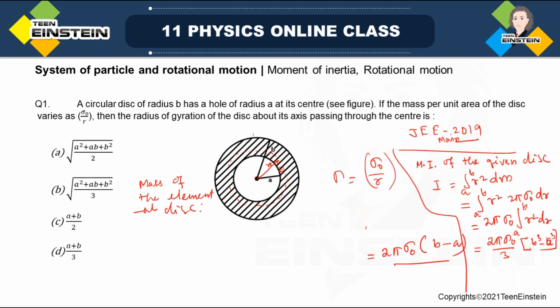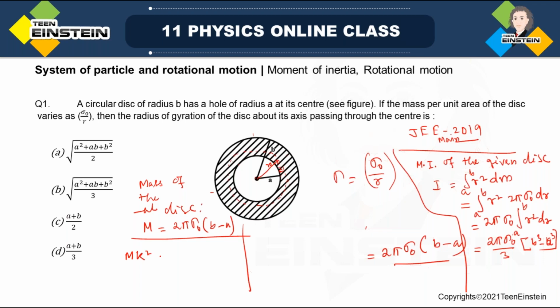So the mass of the disk, I'll just erase the elemental work. You get mass of the disk as 2 pi sigma naught times (b minus a). This is what we have got. Now I have to find the radius of gyration. What is the way to find the radius of gyration? Let us say the radius of gyration is k.